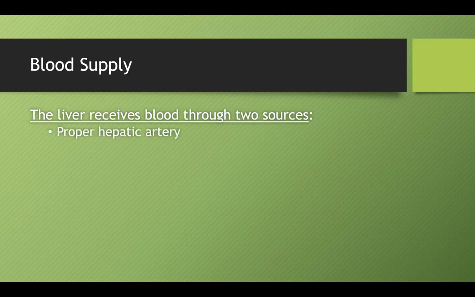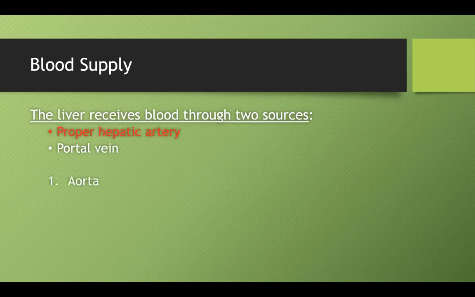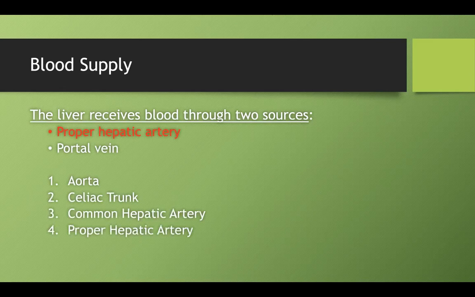It can receive it through the proper hepatic artery, and it could also receive the excess blood that comes through the portal venous system. So let's look at the proper hepatic artery first. So how that works is the blood will flow from the aorta. Because we're talking about a foregut organ, the liver, it'll go through the celiac trunk into the common hepatic artery, then to the proper hepatic, and finally into the liver.